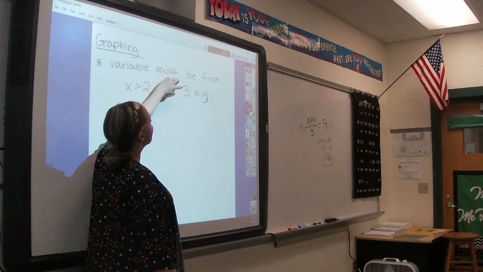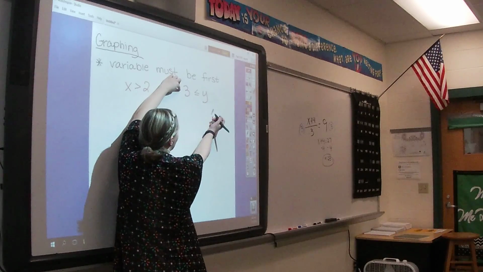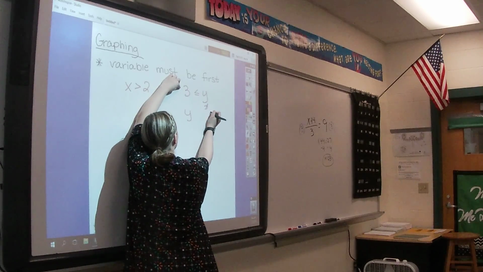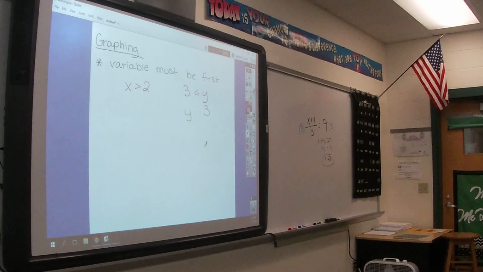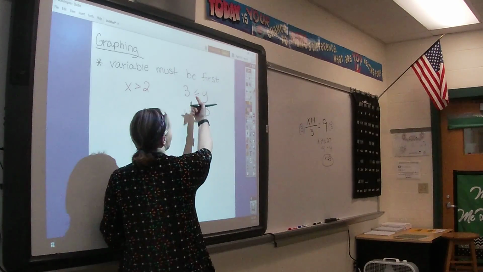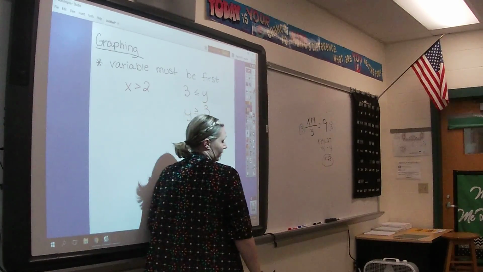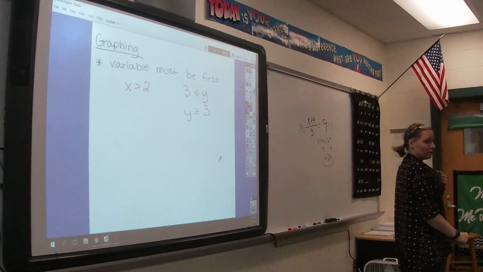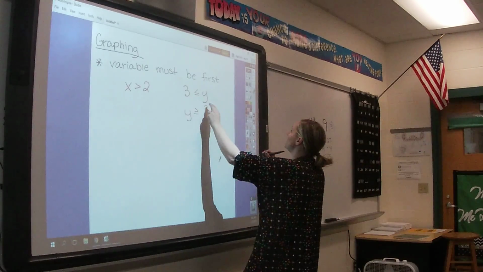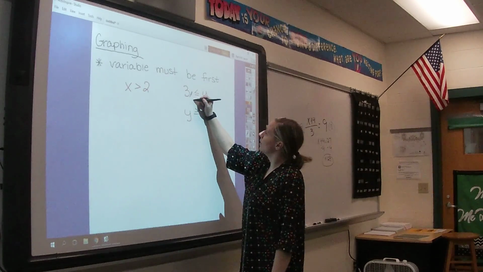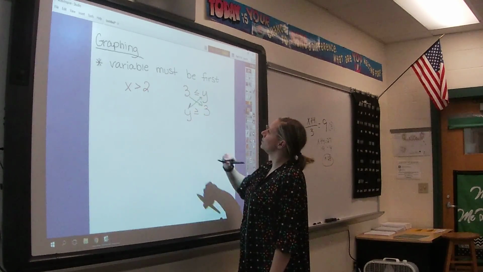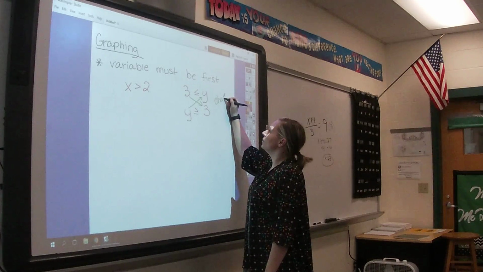If you want to rewrite this with the variable first, you're just going to swap locations. So the y is going to go first, the 3 is going to go second, and then you're just going to flip the inequality sign. The less than or equal to is going to become a greater than or equal to. So these change places, and then you have to change the sign.